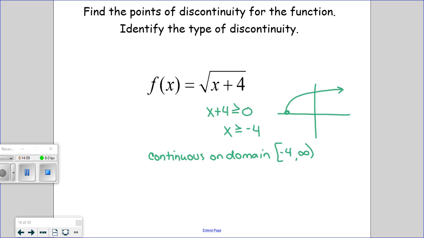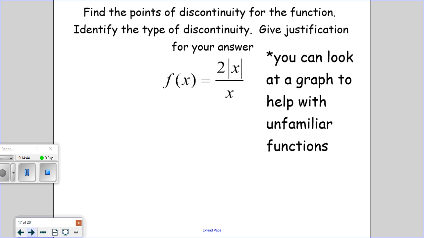Okay. Where is it discontinuous? Because it says find the points of discontinuity. It would be discontinuous for anything that is less than negative 4, right? So just answering the question up there, it is discontinuous for all x less than negative 4. Technically an infinite discontinuity, but we would not have a justification for that. Questions on that?